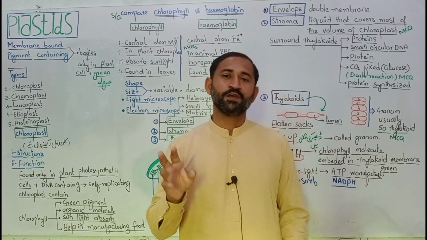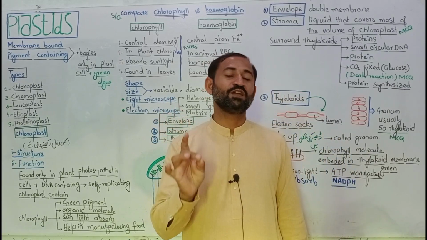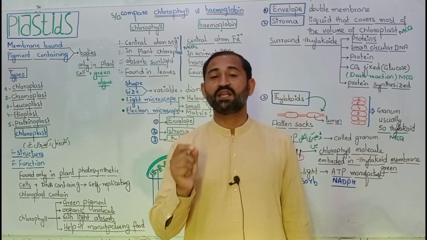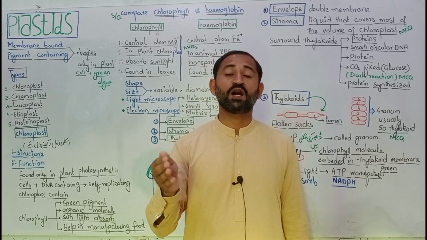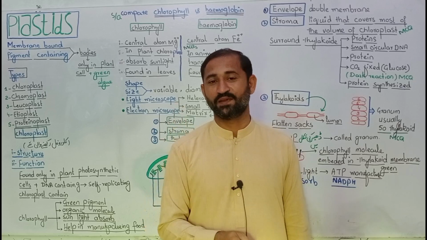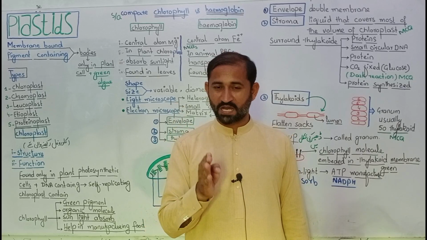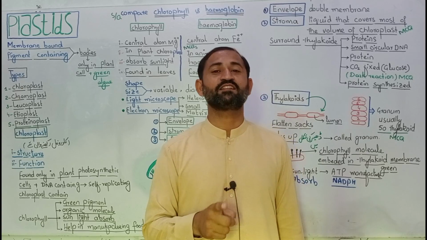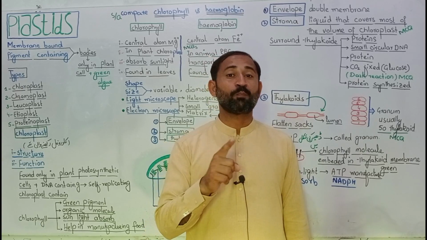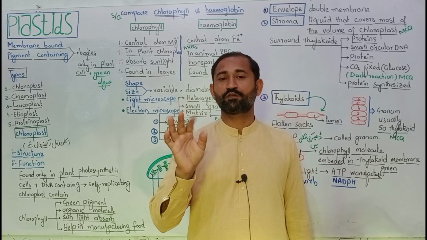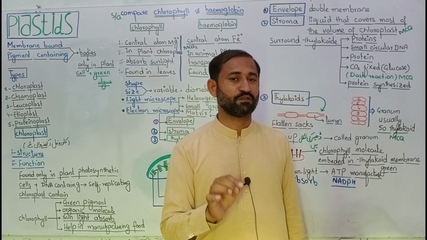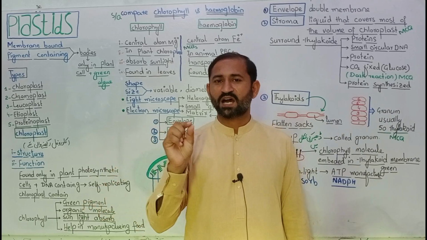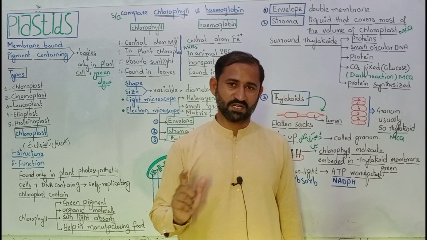The other two types are chromoplast and leucoplast. Chromoplast: chroma means color, a colored body that gives color to plants other than green. The type of plastid that gives color other than green is called chromoplast. This is found in ripened fruit and petals of flowers. It is used for wide distribution of plants and also for pollination in plants.